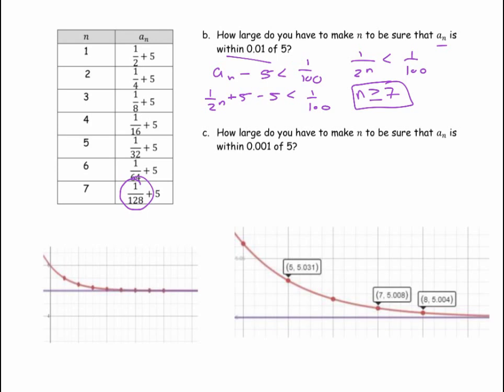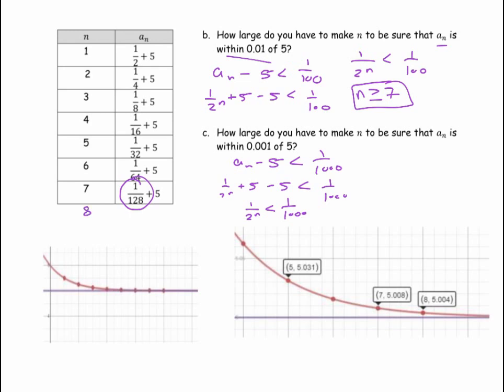And lastly, how large do you have to make n to be sure that a sub n is within 1,000th of 5? So again, that translates to this. And replacing a sub n with its actual rule, we get this, and so it boils down to when is 1 over 2 to the n less than 1,000th. Well, our table's not going to help us here, but we could probably do it mentally, or we could just extend the table a little bit.